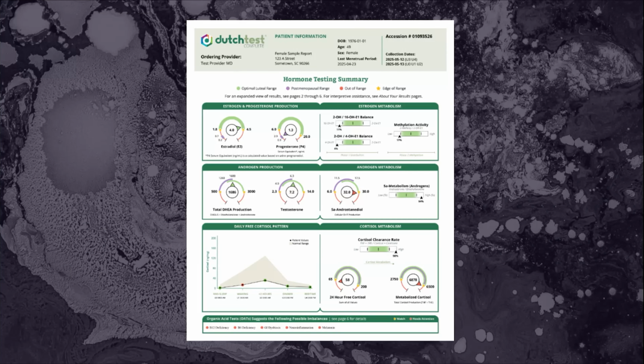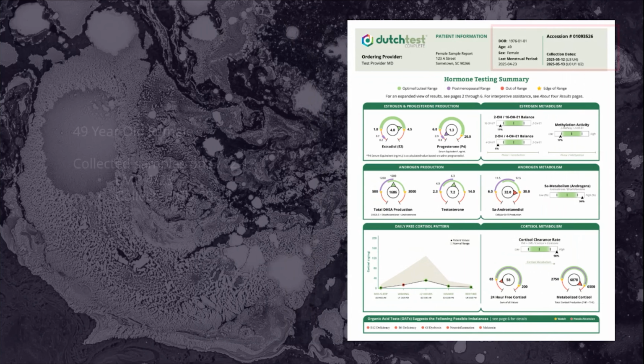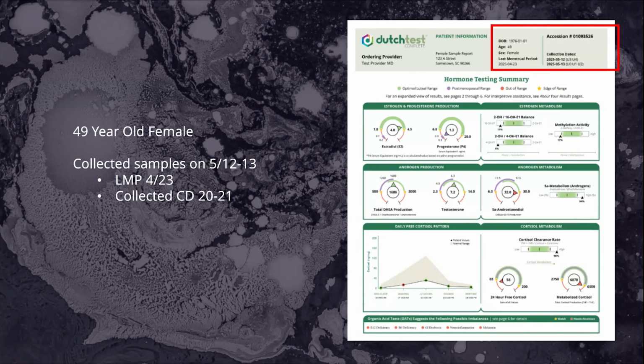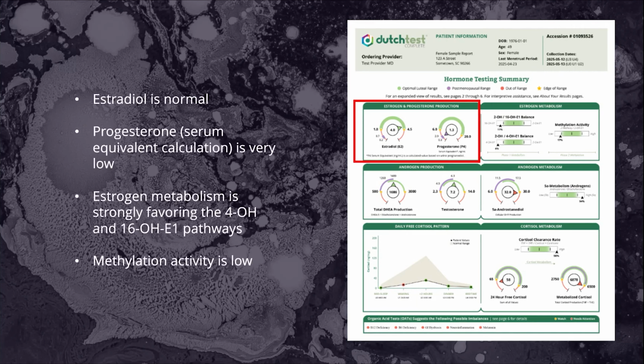So let's start with the summary for our perimenopausal patient here. In the upper right corner, we can see this test is for a 49-year-old female. They collected their samples on cycle days 20 and 21, and we know that because the last menstrual period was April 23rd, and the samples were collected on the evening of the 12th of May and the morning of the 13th. Cycle days 20 and 21 should be mid-luteal sample days if this patient has a 28-day cycle. This patient's perimenopausal, so maybe has some irregular cycles. We'll look at the results with that in mind.